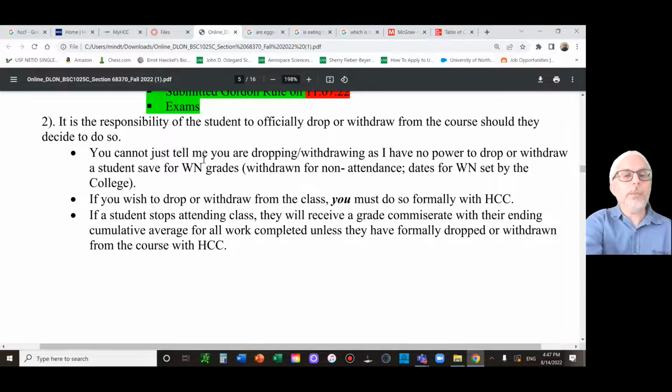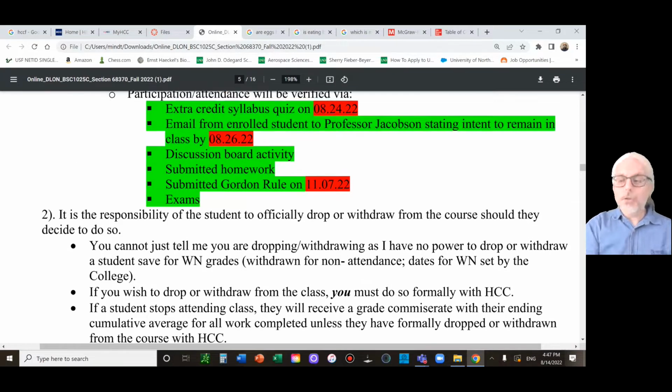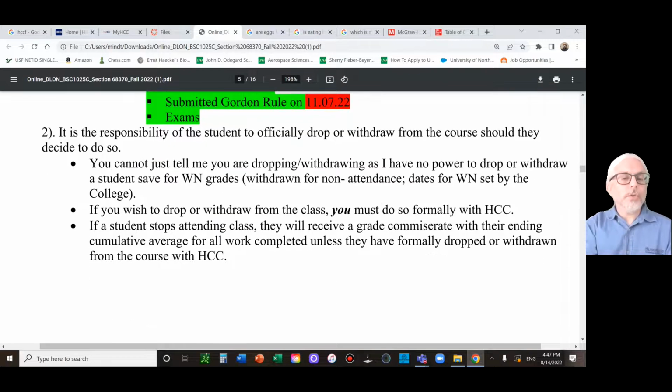The only way I can do it is kind of what I just talked about. If you never show up to class, which in a face-to-face means you never came to class. Here it means if you don't talk to me, you don't do the quiz or let me know you want to stay in the course, you will be removed from the class. Withdraw for non-attendance. It's really the only way professors can withdraw a student. If you want to withdraw, though, you have to do it formally with HEC, drop/withdraw.